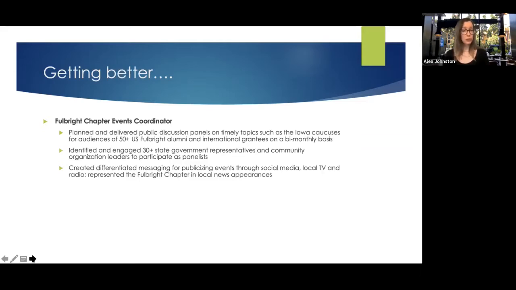chapter and local news appearances. Okay, differentiated messaging, that's pretty nice. That's something that you may find in marketing, market research positions. So that's a way of just saying that you know how to create messages for different audiences.